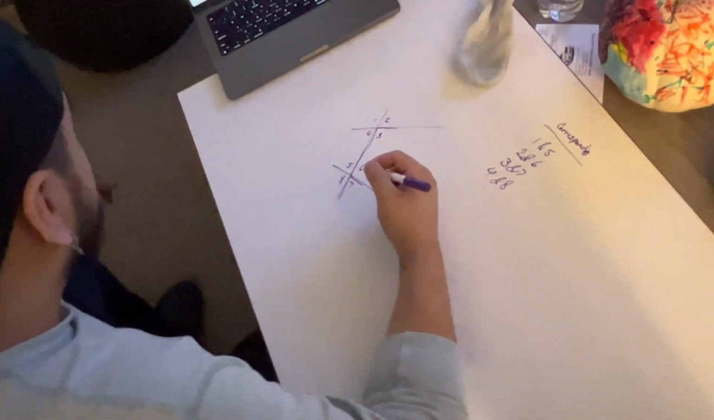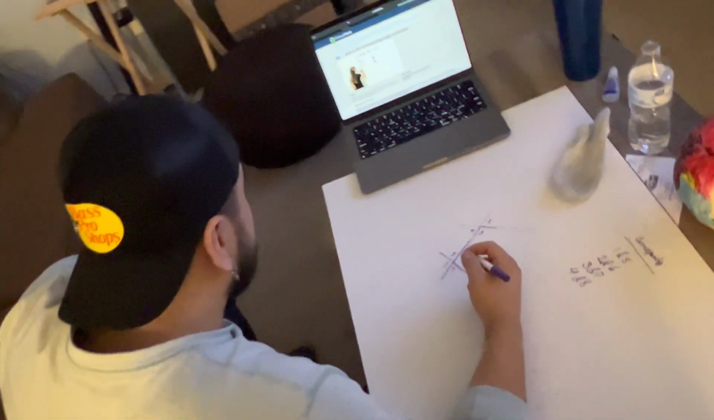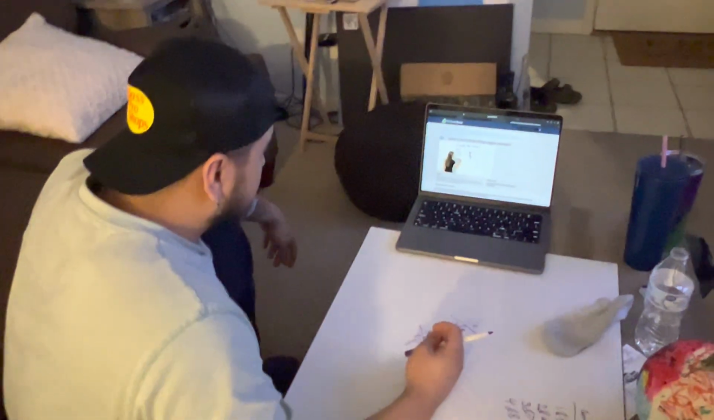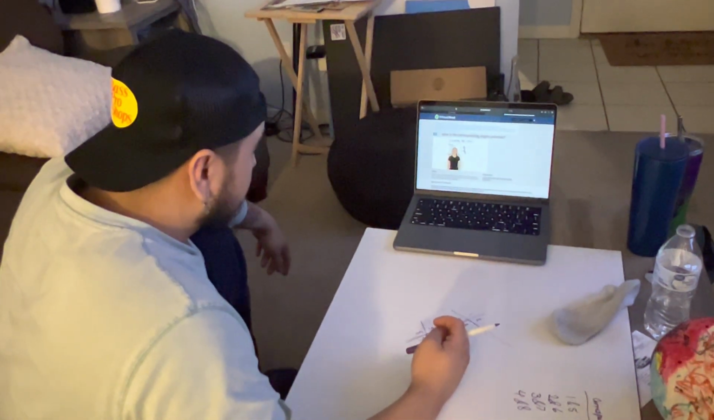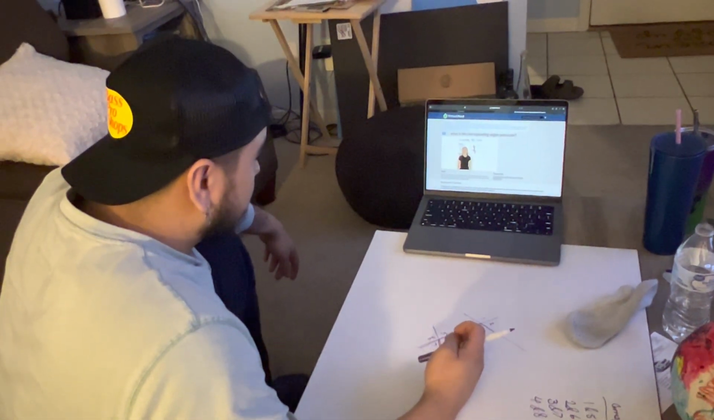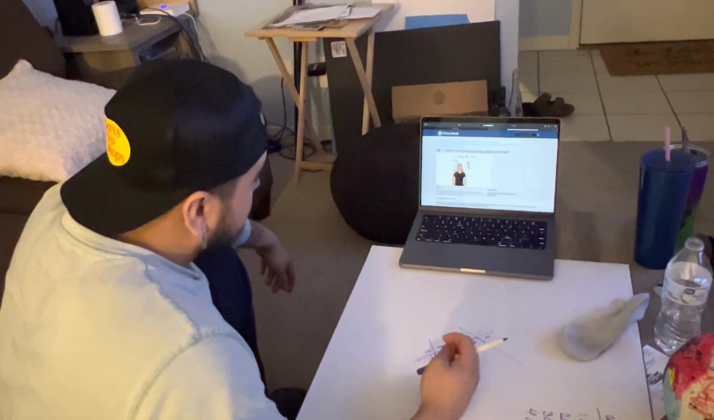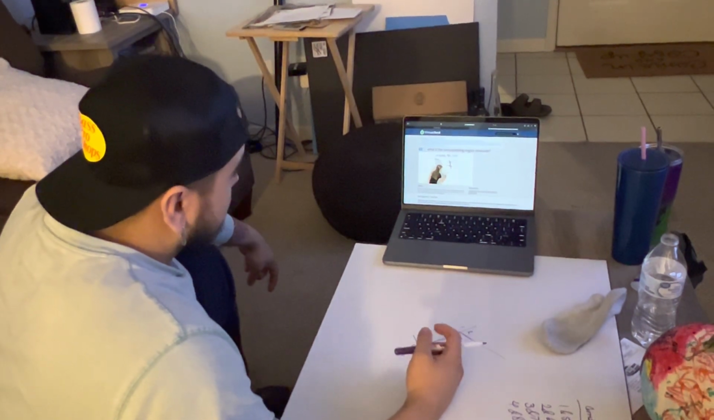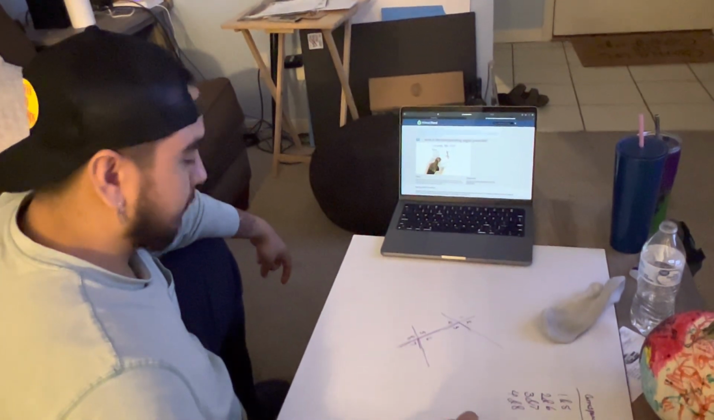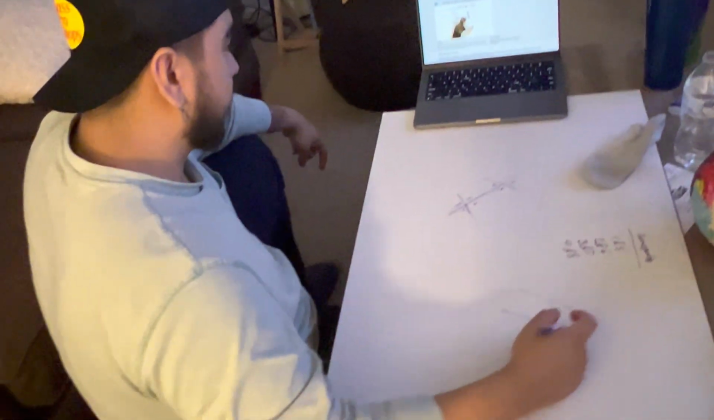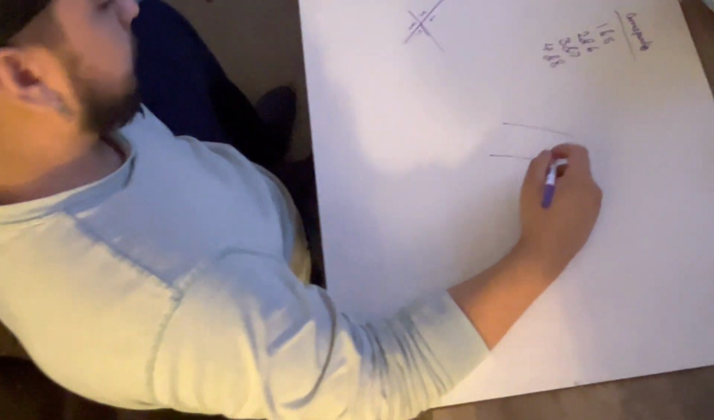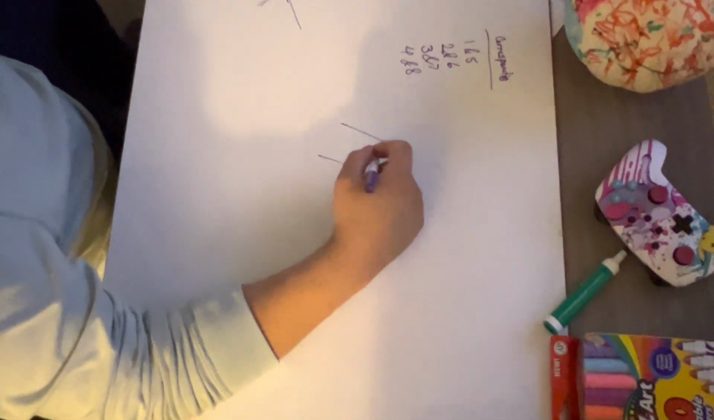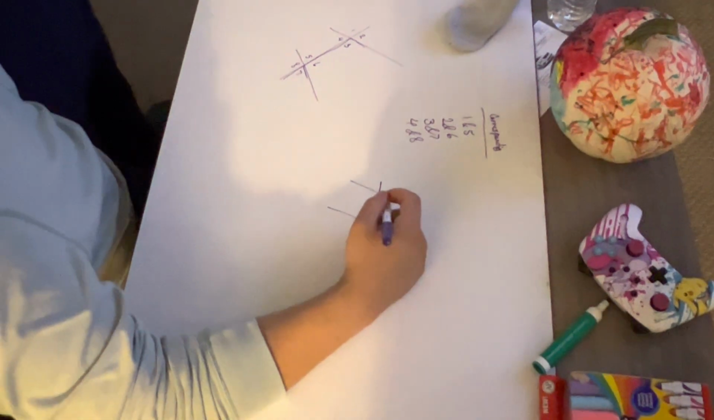Cool. Now that we know what corresponding angles are, let's go ahead and talk about the corresponding angles postulate. The corresponding angles postulate says if a transversal intersects 2 parallel lines, then the corresponding angles are congruent. Let's go ahead and draw this. So if we have 2 lines, like this, that are parallel, we can go ahead and mark them parallel. And we have a transversal that intersects these 2 lines, then we can say that the corresponding angles are congruent.